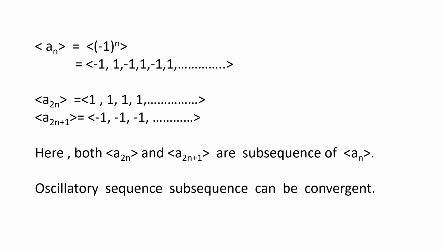Now take other examples. The sequence {an} = {(-1)^n} is -1, 1, -1, 1, -1, 1 and so on. Here {a2n} is 1, 1, 1 and so on. {a2n+1} is -1, -1, -1 and so on. Both {a2n} and {a2n+1} are subsequences of {an}. An oscillatory sequence's subsequence can be convergent.